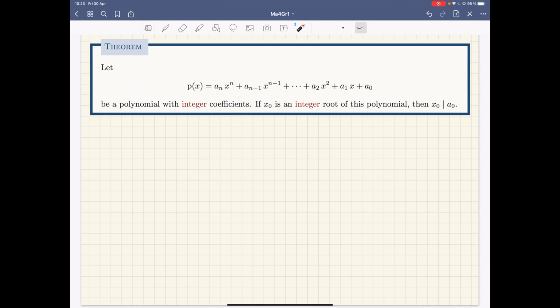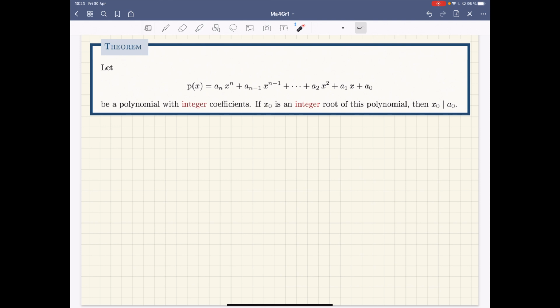So assume that you have a polynomial of this type, but there is an extremely important condition that I am imposing on my polynomial, and these are the coefficients. The coefficients are these numbers that you see here. I am demanding that all these coefficients are integers. Now, if x naught is an integer root of this polynomial, x naught divides a naught, we had it in Math 5. It means a naught should be divisible by x naught, or x naught is a divisor of a naught.